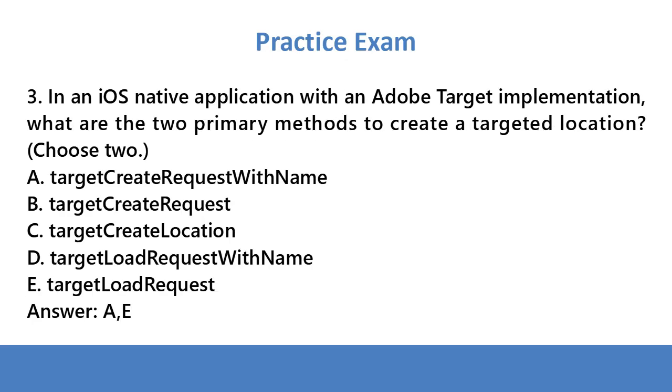3. In an iOS native application with an Adobe Target implementation, what are the two primary methods to create a target location? Choose 2. A. Target create request with name. B. Target create request. C. Target create location. D. Target load request with name. E. Target load request. Answer: A. E.